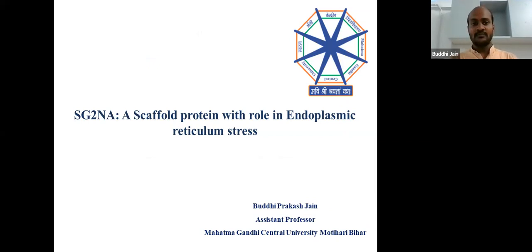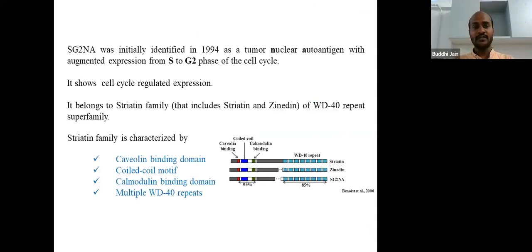So today we are going to talk on a topic that is SG2NA, a scaffold protein with role in the endoplasmic reticulum stress. Briefly, we will discuss what this protein is, and how this protein is involved in the endoplasmic reticulum stress. So first, as an introduction, we will understand about this protein.